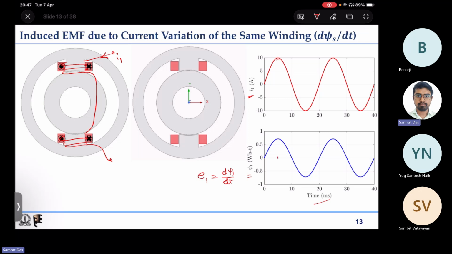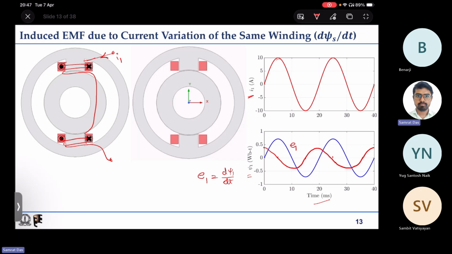So we would have, if we plot the induced EMF of the coil, then this red one is nothing but the E1 induced EMF, which is leading the flux linkage by 90 degrees. So this is the induced EMF.